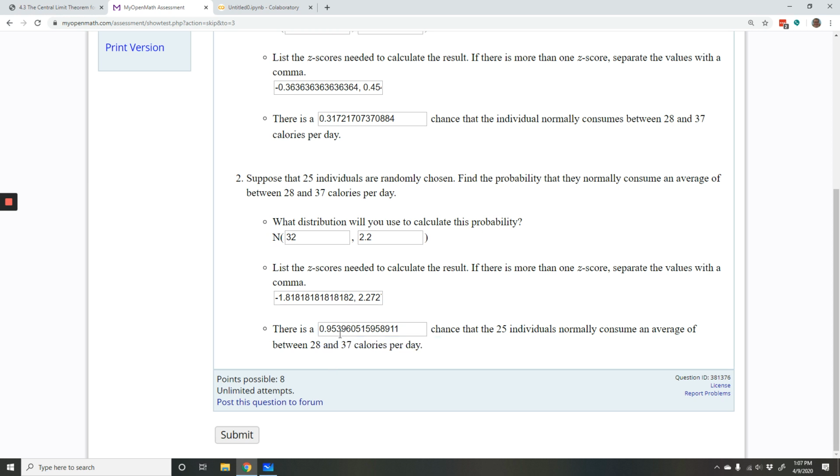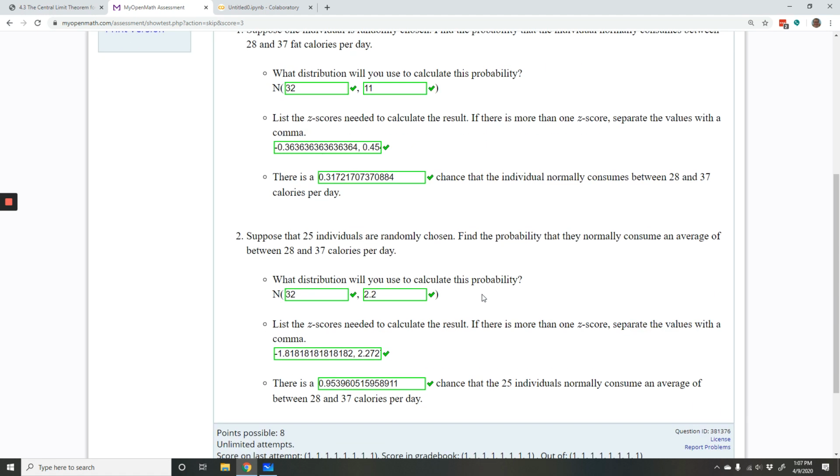Okay, so let's take this. There is a 0.95396 chance that 25 individuals normally consume an average of between 28 and 37 calories per day. Let's click it. We have it. Do notice the difference in the probabilities here. The probability of selecting one individual and having it be between those is only 31.72%. But the chance of having those 25 individuals average between 28 and 37 is much higher, 95.39%, right? It's a much higher probability.